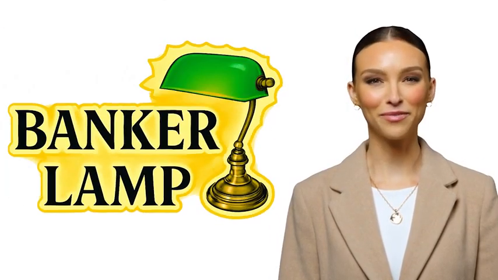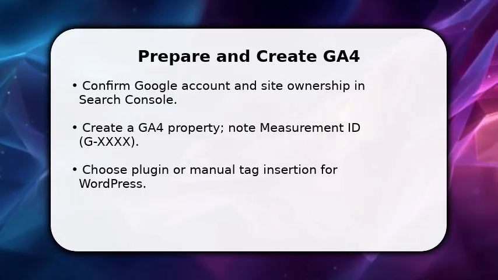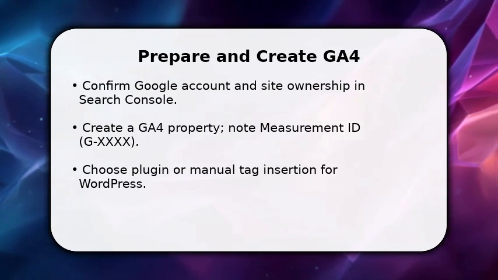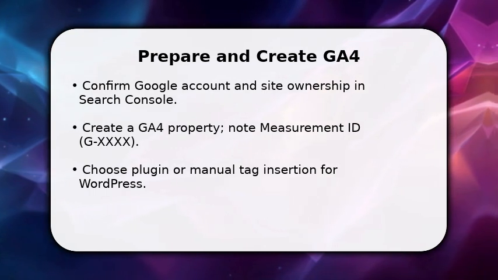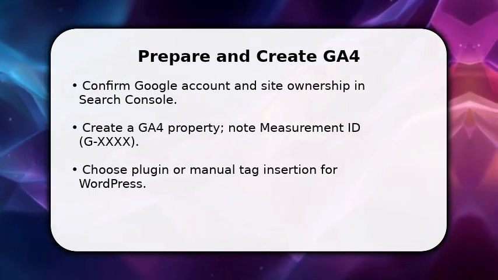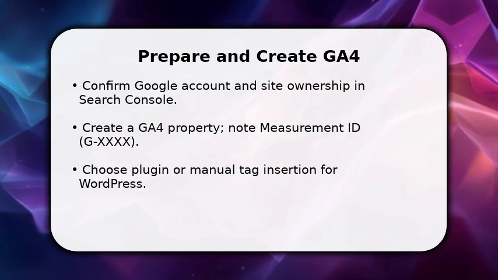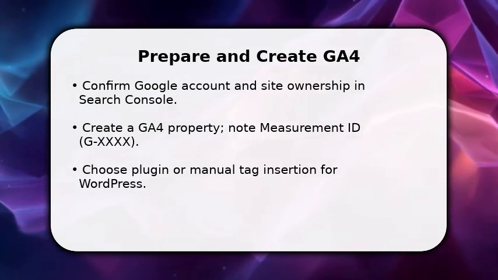Please enjoy the video. You'll start by confirming prerequisites: have a Google account and verify site ownership. Next, create a GA4 property and copy the measurement ID. This lets analytics collect data. Once done, decide how to add the tag to WordPress.